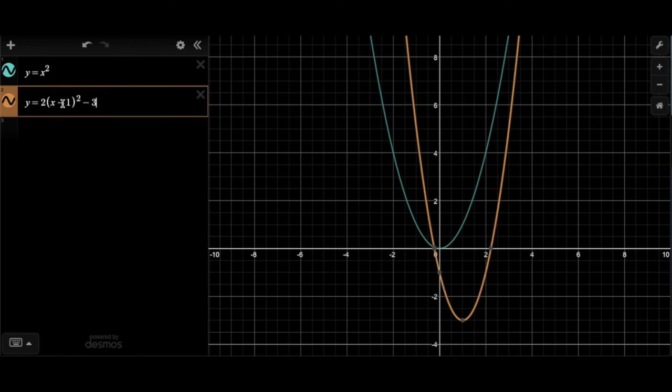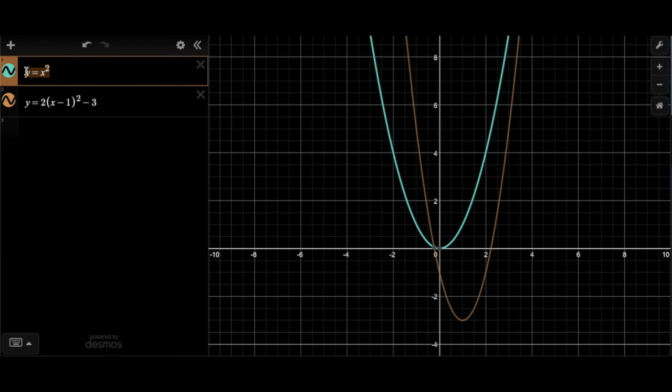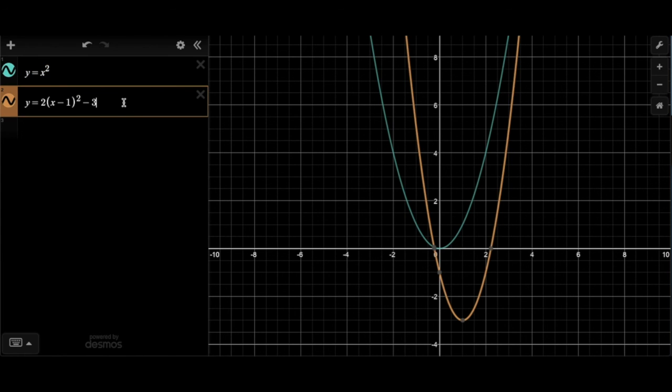Remember, -1 in this case, because it's being squared, that -1 to the right. So there's our turning point, 1, -3. And the 2 out the front tells us that it's been narrowed by a factor of 2. So that would show that you've got the knowledge. What are these transformations doing to the graph of y equals x squared? So they are the key transformations.